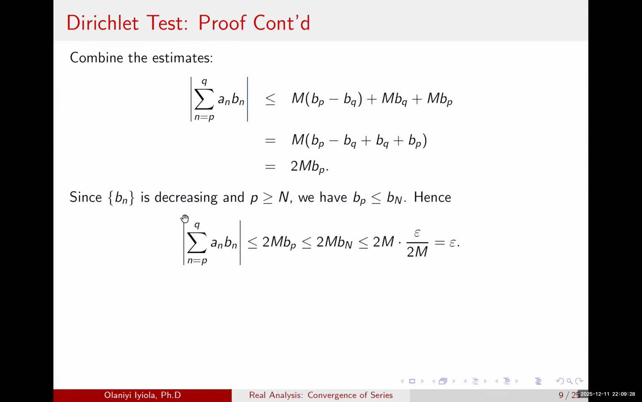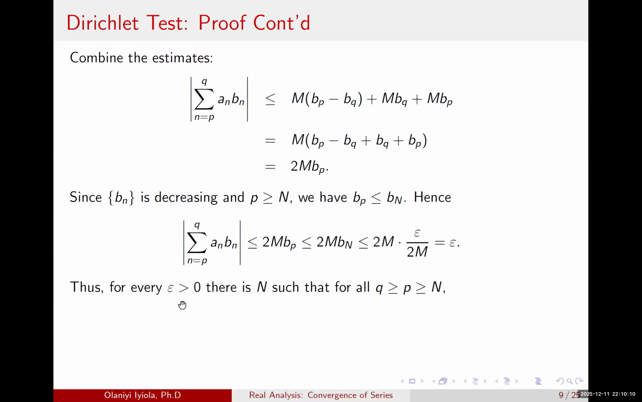So what that means is that if I go back to the previous estimate here, the absolute value of the estimate I'm looking for is less than 2M b_p, but b_p is less than b_N. And also initially we know that the sequence b_n converges, so it is bounded, so there is some N for which this is true. Now you see where the estimate comes from, because eventually we needed to get an epsilon. So if I multiply this together, the 2M cancels, and I'm going to be left with epsilon.